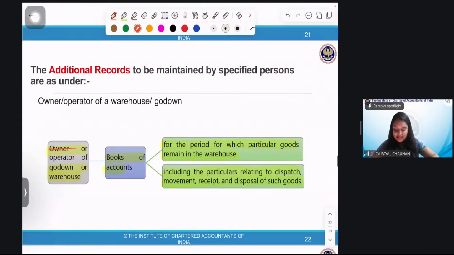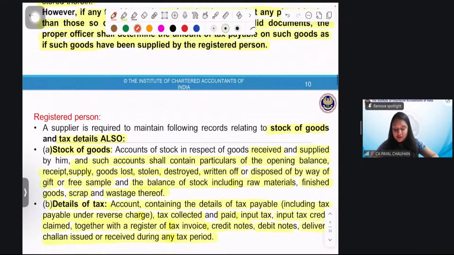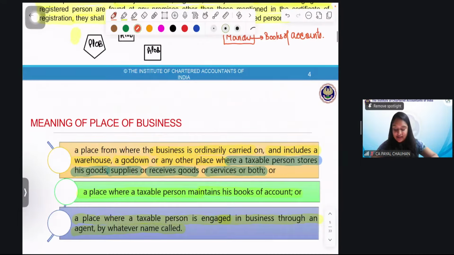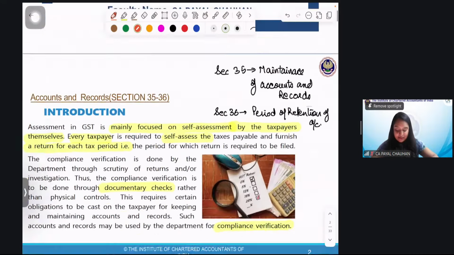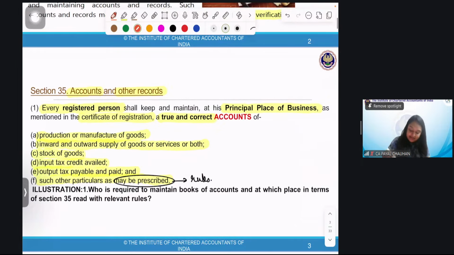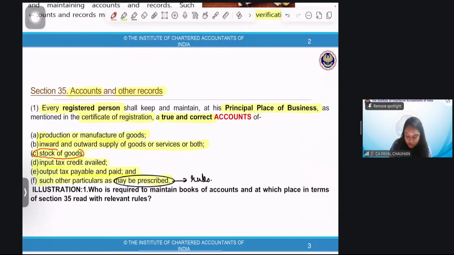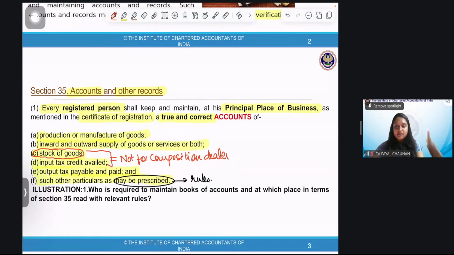Very good question. When you ask a question, that means you are understanding. I'll tell you. This has to be maintained now. Stock of goods, okay? But not for a composition dealer, right? Anyone, everyone here, see?